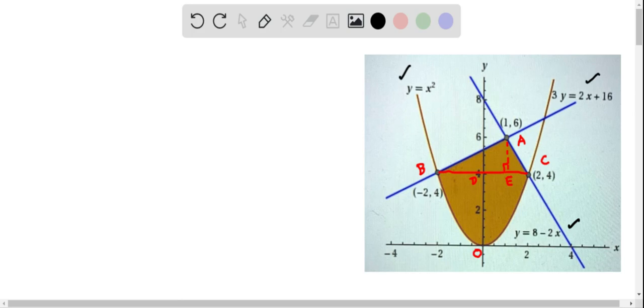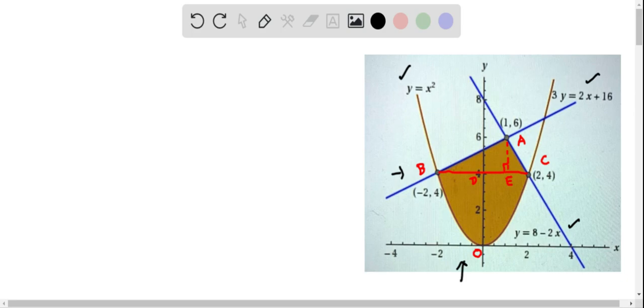That is, the point where it intersects the two lines. I have labeled this as A, as well as the intersection between the line 3y equals 2x plus 16 and the parabola. I have labeled this as B, and this origin I have labeled as O, and then another intersection point, that is between this line y equals 8 minus 2x and the parabola y equals x squared. I have labeled this as C.